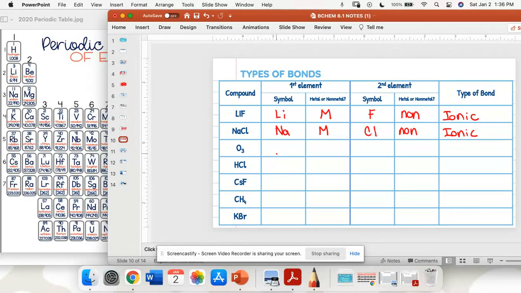All right, O3, which is ozone. Technically, if we were going to write out this bond, it would look like this, 3 oxygens. We technically should add another box that would say third element, but it's all oxygen, so it's okay if we just use oxygen twice. So the first symbol is oxygen and the second symbol is oxygen.